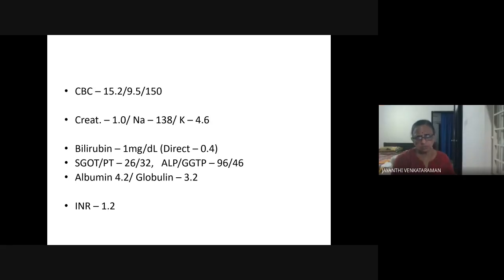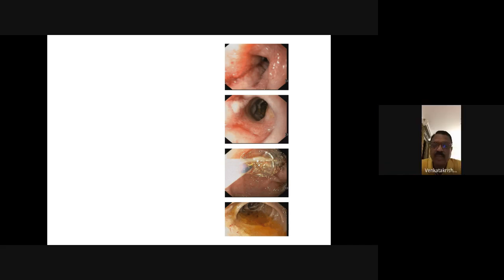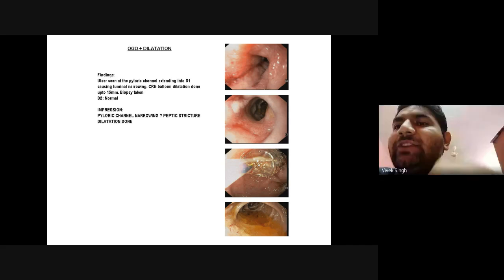Okay, so I think you have only endoscopy next. So what was the endoscopy finding? Dr. Bhavin, tell us the endoscopy finding. Yes, ma'am. On endoscopy, in the antrum, there was edematous mucosa and narrowing of the pyloric channel.